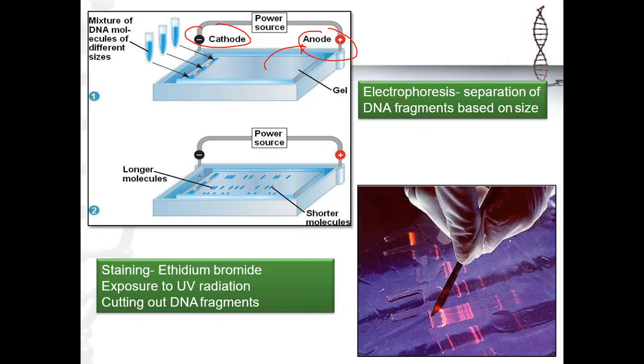So the fragments of DNA now will be separated based on their diameter or molecular sizes. Longer molecules and shorter molecules. Sala-sala ngayon. Then staining with ethidium bromide. Exposure to UV radiation, then cutting out DNA fragments. Yun yung ngayon ang process ng separation of DNA using the electrophoresis process.